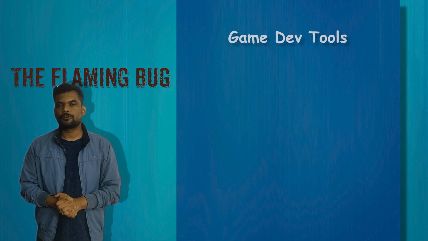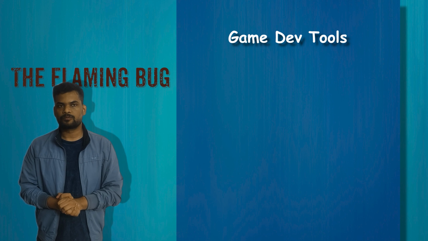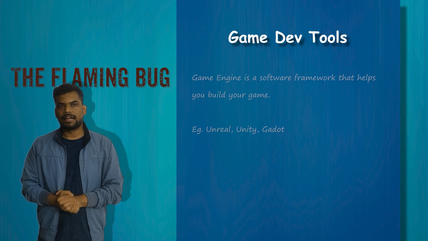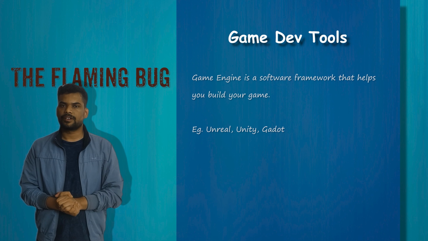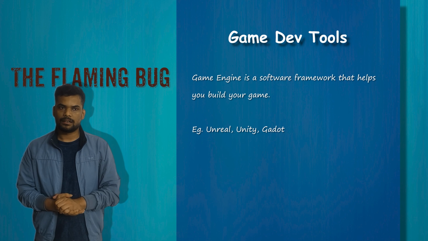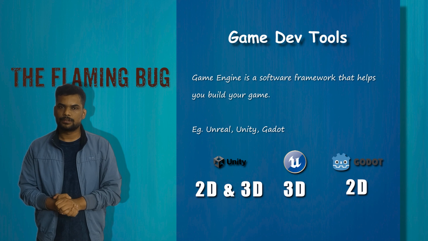So next I would like to talk to you about the different tools that you would require to make your video game. The very first thing that you would need is a game engine. A game engine is basically a software framework that will help you develop your game. Some of the popular game engines out there are Unreal, Unity, Godot.